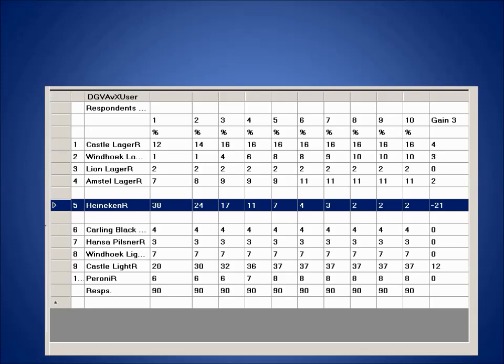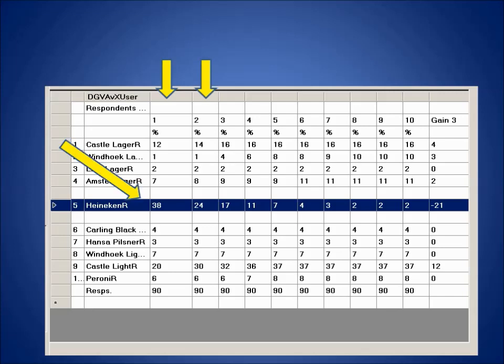We did a sample, 90 respondents, and we calculated the demand curves based on the trade-off analysis. In column 1, you see the situation when all brands sell at the same price. In this case, 50 Rand per carry pack. Heineken would be bought by 38% of the respondents.